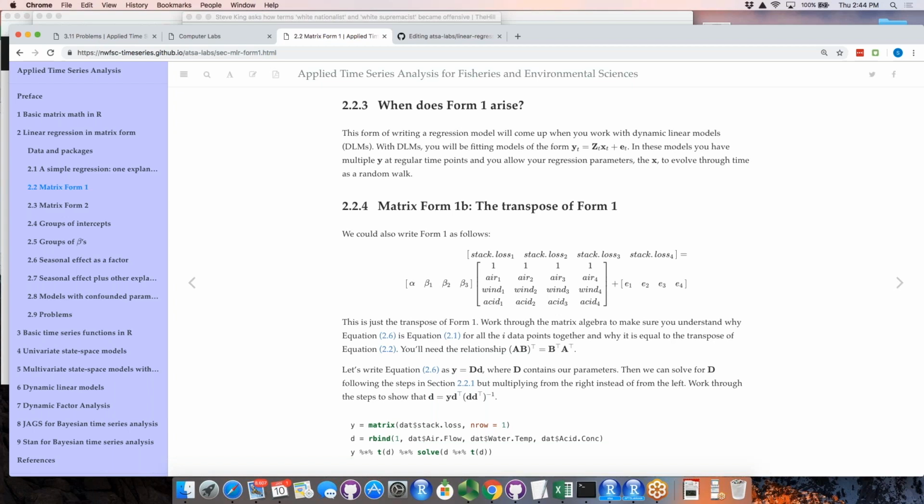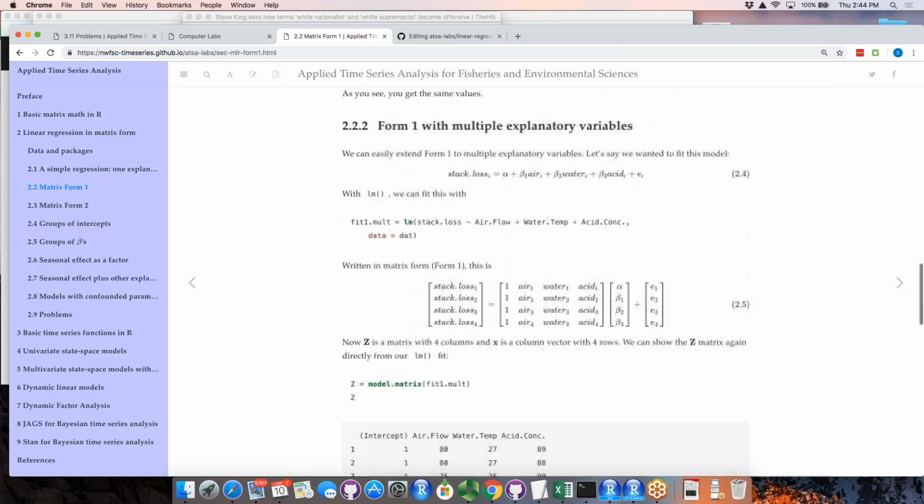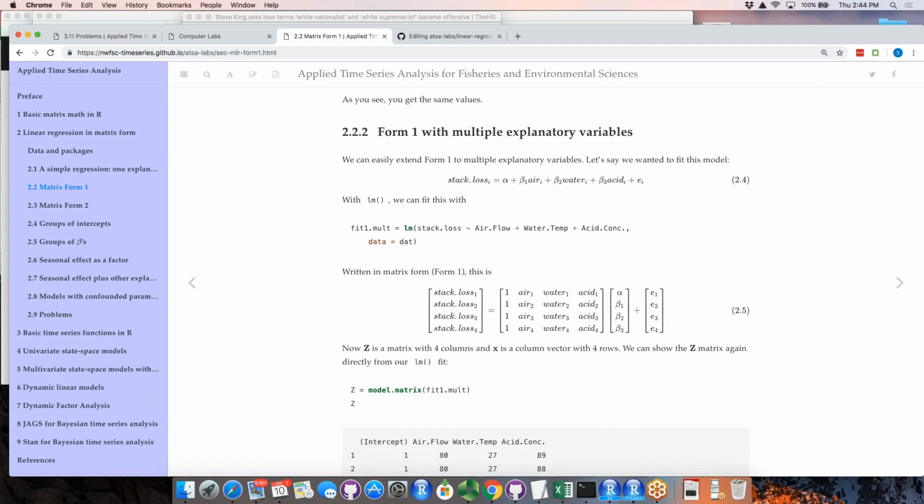And so in that model, it's going to look a lot like this. We're going to set this up, and then this is going to have a little t next to it, because this part is going to vary through time.